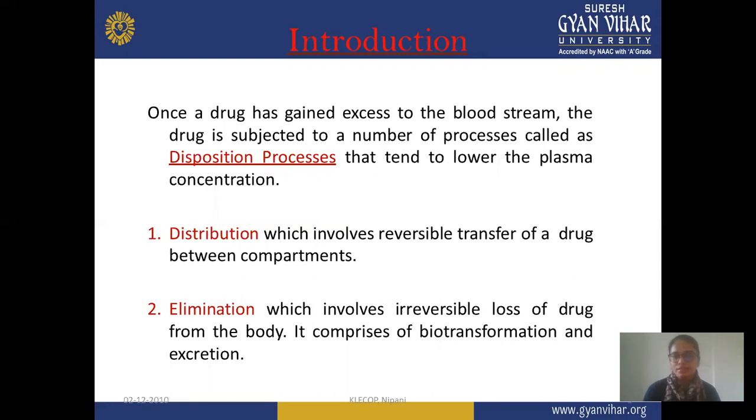Once a drug has gained access to the bloodstream, the drug is subjected to a number of processes, and this is called the disposition process. Means when the drug enters the blood or reaches the blood circulation, the process is known as disposition. In disposition, the drug reaches the plasma, and disposition is further divided into two parts, that is distribution and elimination. You should know all these parameters.